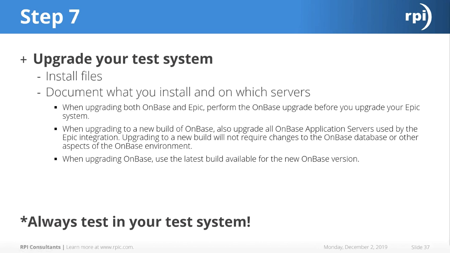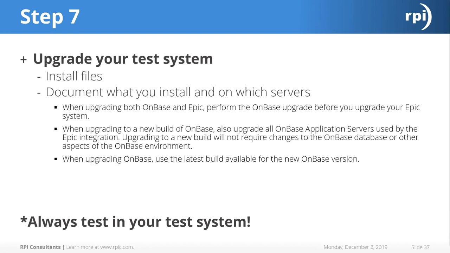And now finally, it's time to upgrade your test system. So go ahead and install those files and definitely document what you did to install them and on what servers. So when upgrading both OnBase and Epic, perform the OnBase upgrade before you do the upgrade in your Epic system. When upgrading to a new build of OnBase, also upgrade all the OnBase application servers used by the Epic integration.